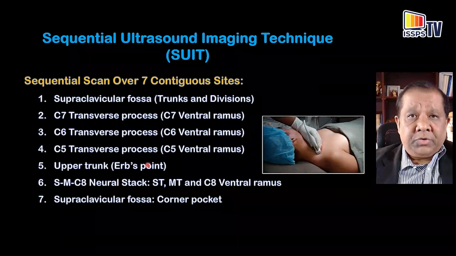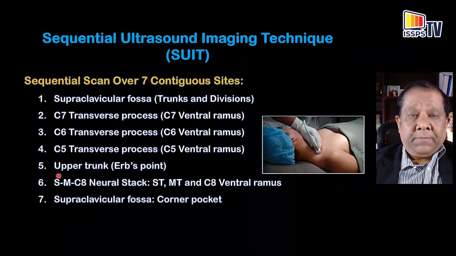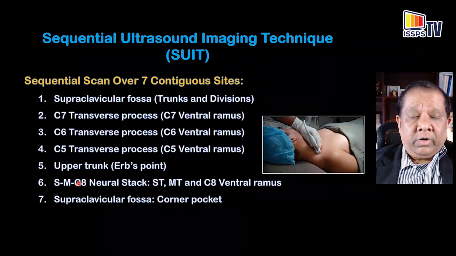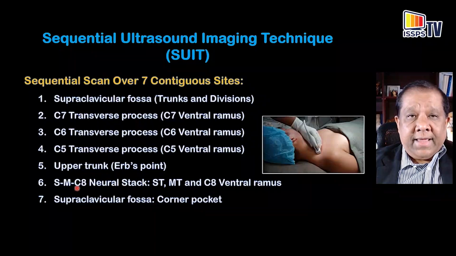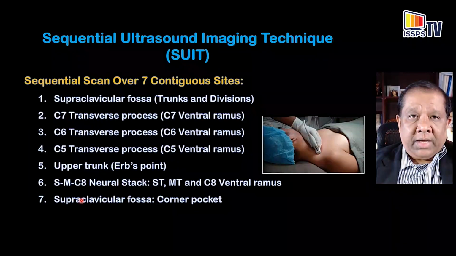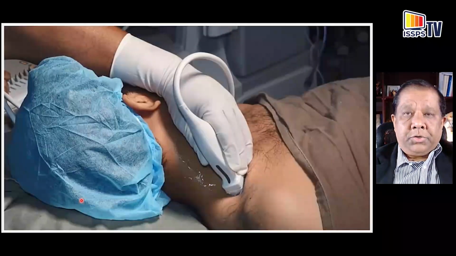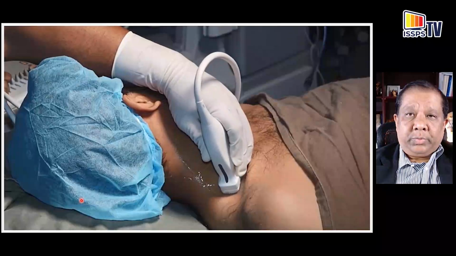It's also often referred to as the Erb's point, where the C5 and C6 fuse to form the upper trunk. And as I alluded to before, the neural stack formed by the superior, middle, and the C8 nerve ventral ramus on top of the T1 transverse process and first rib complex, and thereafter identify the formation of the inferior trunk at the supraclavicular fossa. So the transverse oblique scan starts from the supraclavicular fossa.